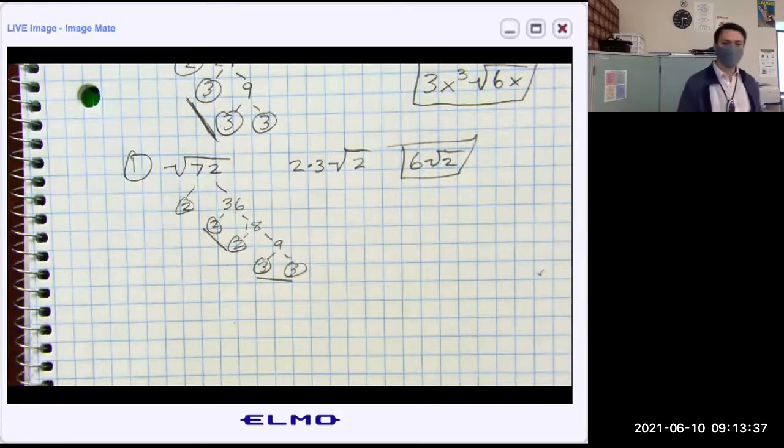And you can always check, if you wanted to, in your calculator: is the square root of 72 the same as 6 times the square root of 2? Yep, they're the same.